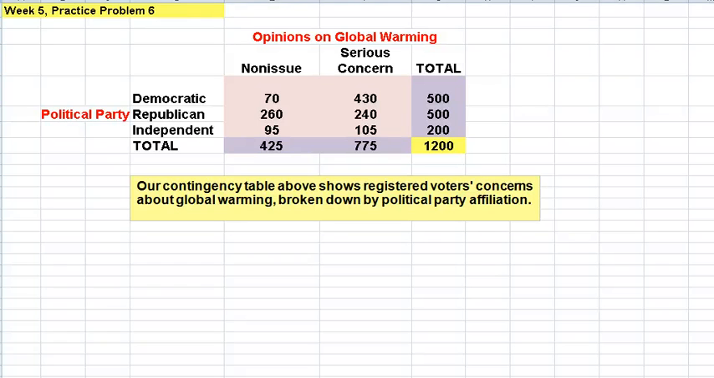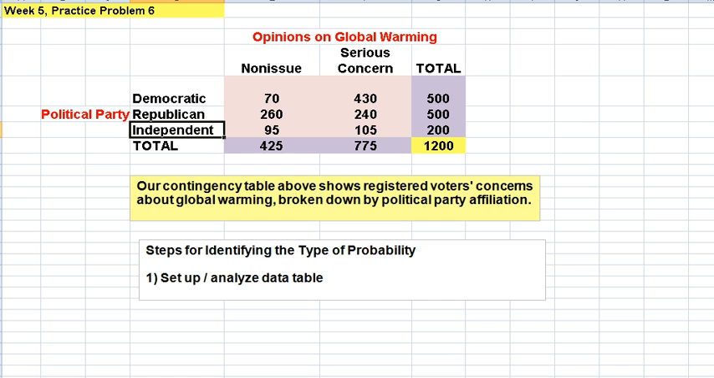This is Helen. I'm going to show you how to solve a problem that will help you solve homework problem 6. Homework problem 6 provides us with a contingency table that shows registered voters' concerns about global warming, broken down by political party affiliation. In homework problem 6, we're going to learn how to identify and calculate conditional probability.